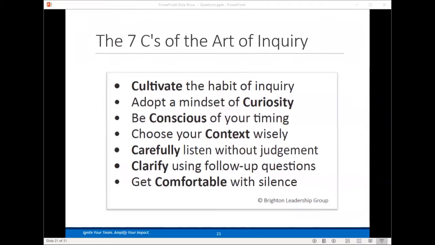A much better question is, Donna, you give me some criticism, and instead of defending, could you say more about that? Can you tell me more? It's the tell me more question. And let them talk more, because you don't actually need to make a defense of yourself. As they tell you more, you might actually discover something. And you can say, Donna, thank you. That was really helpful.